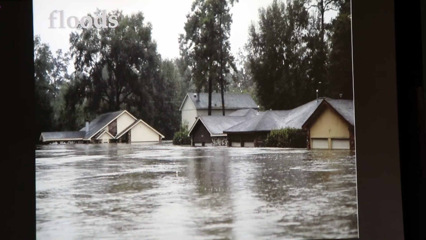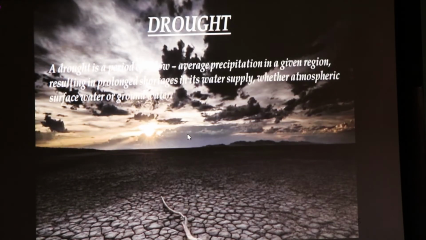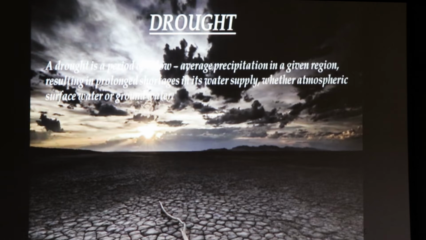Floods are one of the natural disasters. A flood is a natural event where a piece of land that is usually dry suddenly gets submerged underwater. Drought. As you can see in the picture, drought is a prolonged shortage in the water supply, whether atmospheric, surface water, or groundwater.